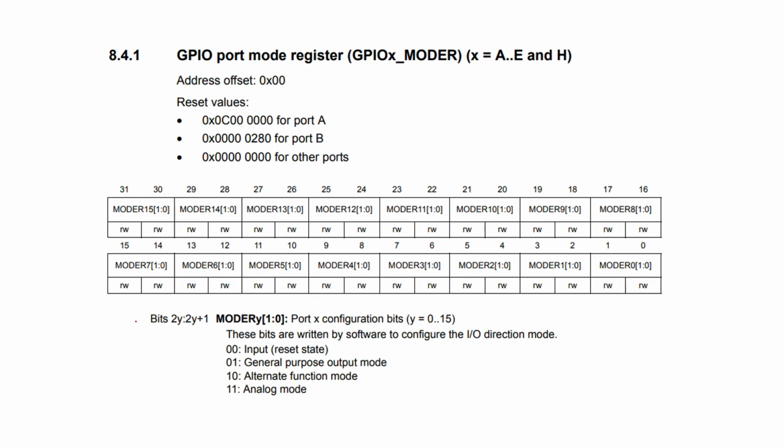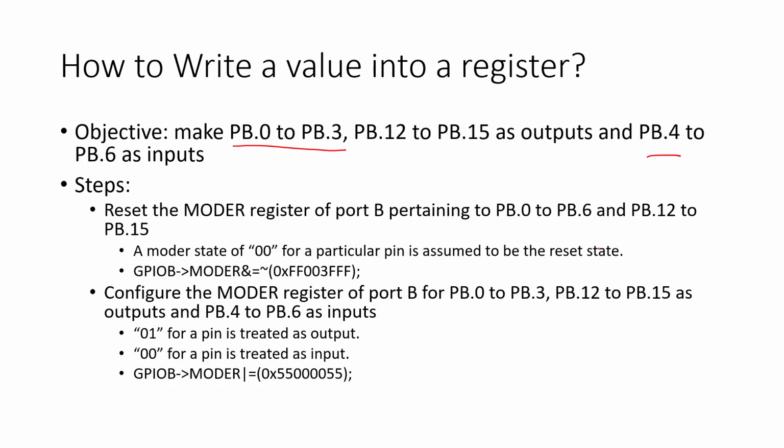So coming to the programming part, take a look at the mode register. So this is the mode register. 00 will be placed for input, 01 for output, 10 for alternate function mode, and 11 for analog mode. So whatever you place here corresponds to only one single pin, so these two bits correspond to only one single pin. So what we have to do is, PB0 to PB3 we need as outputs, right? PB0 to PB3 and PB12 to PB15.